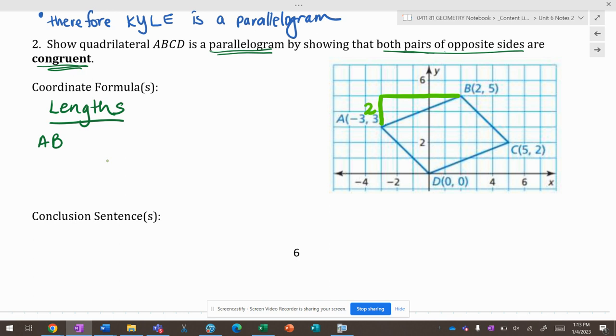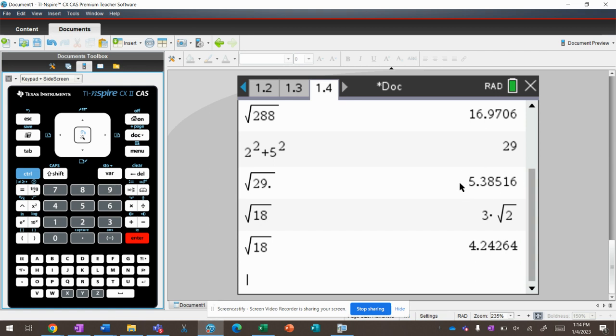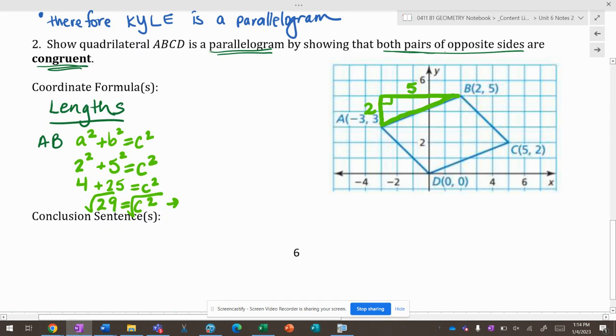So I went up 2, over 5, right 5, okay? But instead of calculating slope this time, I'm going to make a right triangle out of that and say, wait a second, I can use the rise and the run to calculate slope, but I can also use the rise and the run to calculate length by doing a squared plus b squared equals c squared. So 2 squared plus 5 squared equals c squared. That's 4 plus 25, which is 29. And then if I want to solve that, I'm going to square root it. And I get, let's see, the square root of 29 is 5.38. I'm going to round that to 5.4. So AB is 5.4.